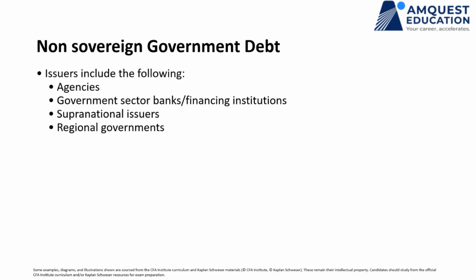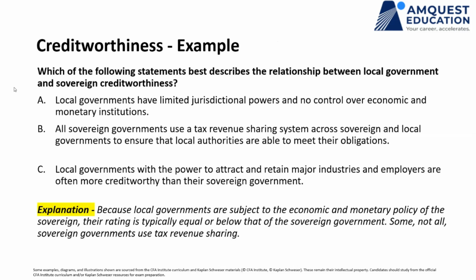Now, in non-sovereign government debt, as we said, non-sovereign is all about agencies, government sector, banks, supranational issuers, regional governments. A lot of people will be non-sovereign in this category. How do you assess creditworthiness of non-sovereign entities?